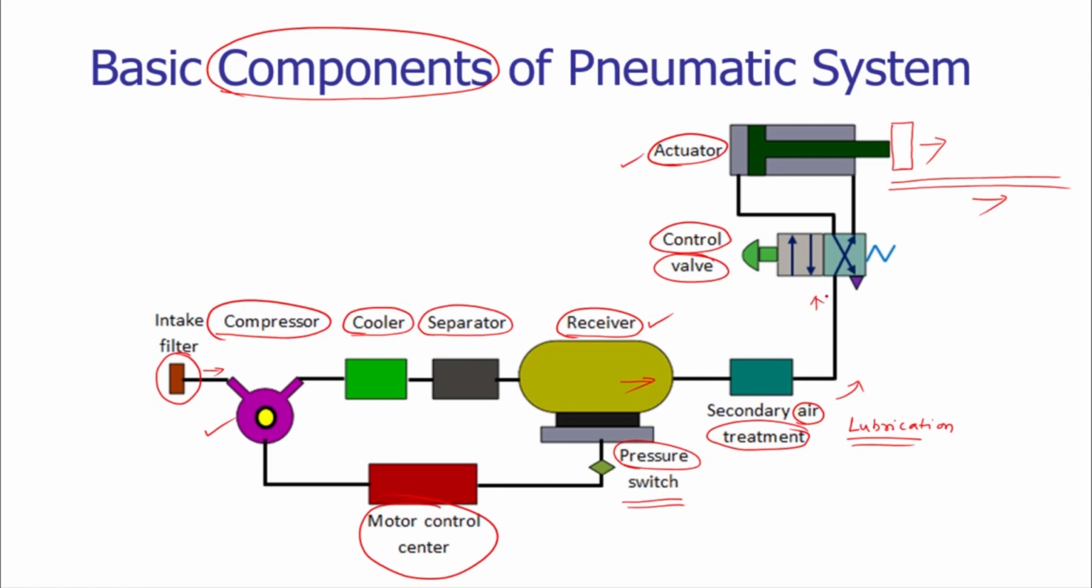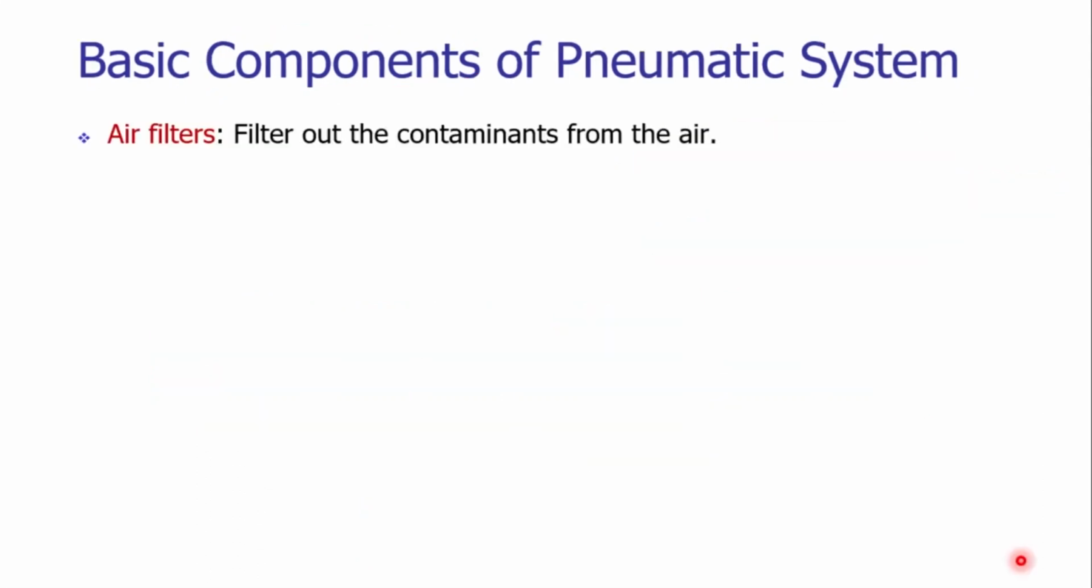Thus we can see there are various elements involved in a pneumatic system. So these are the filters, compressors, coolers, separators, storage tank, sensors, the microprocessor based device, secondary air treatment units such as lubricators, various control valves, and actuators. So before studying the construction and working, let us summarize all these components one by one.